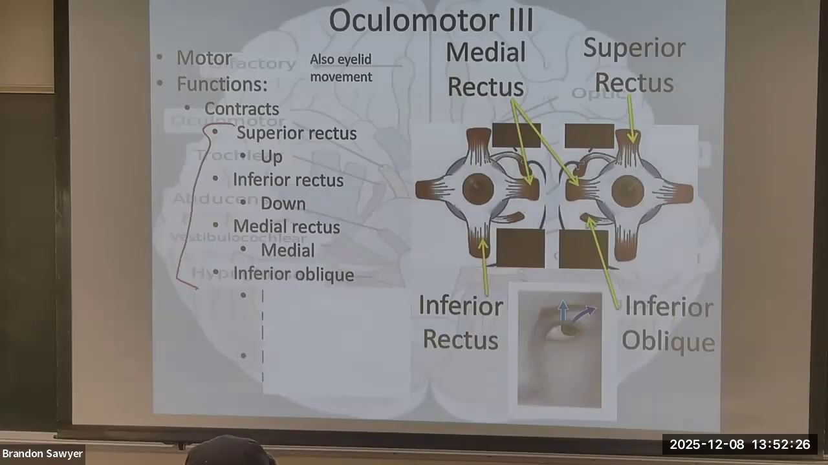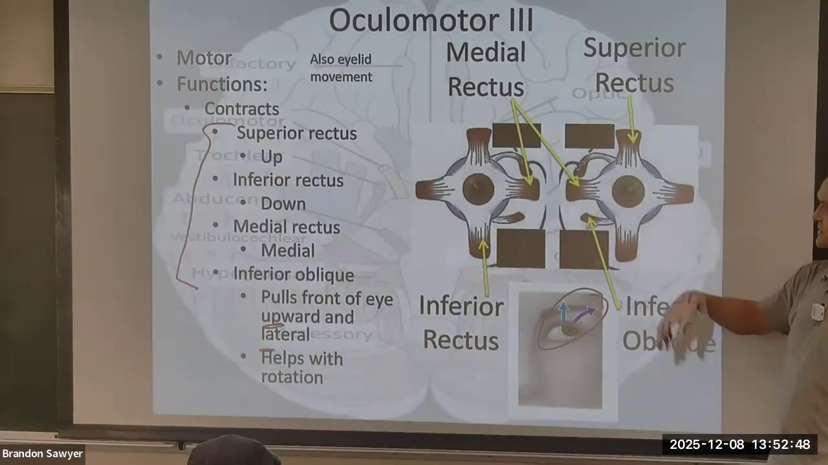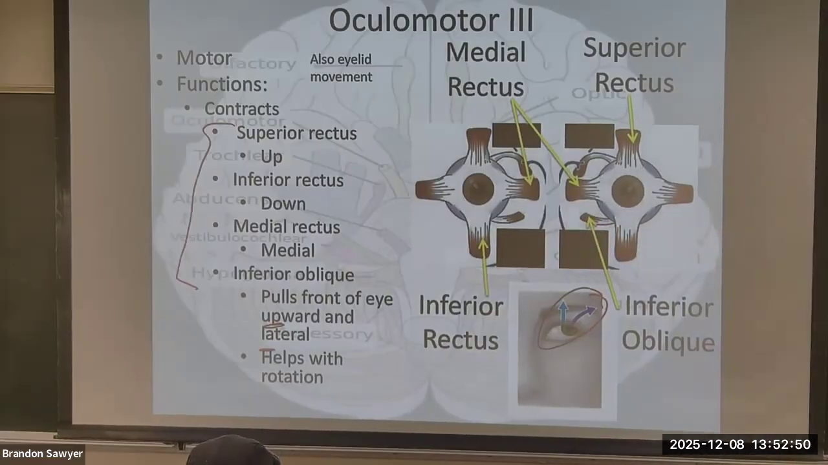Okay, and then we have these two unique ones called obliques. And this one, the inferior oblique, is innervated here. And the way to think about this is this little diagonal movement here. So it pulls the front of the eye up and out. Okay, so the inferior oblique is shown right here. I'll show you some other pictures of it in a second too, but it kind of has this diagonal angle that it pulls on the eyeball out.